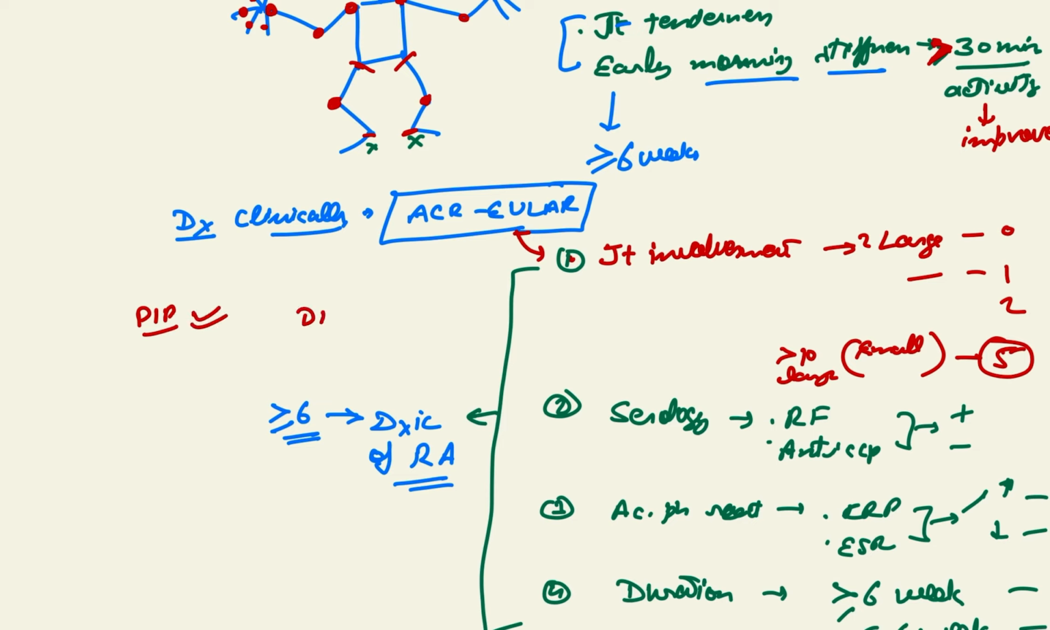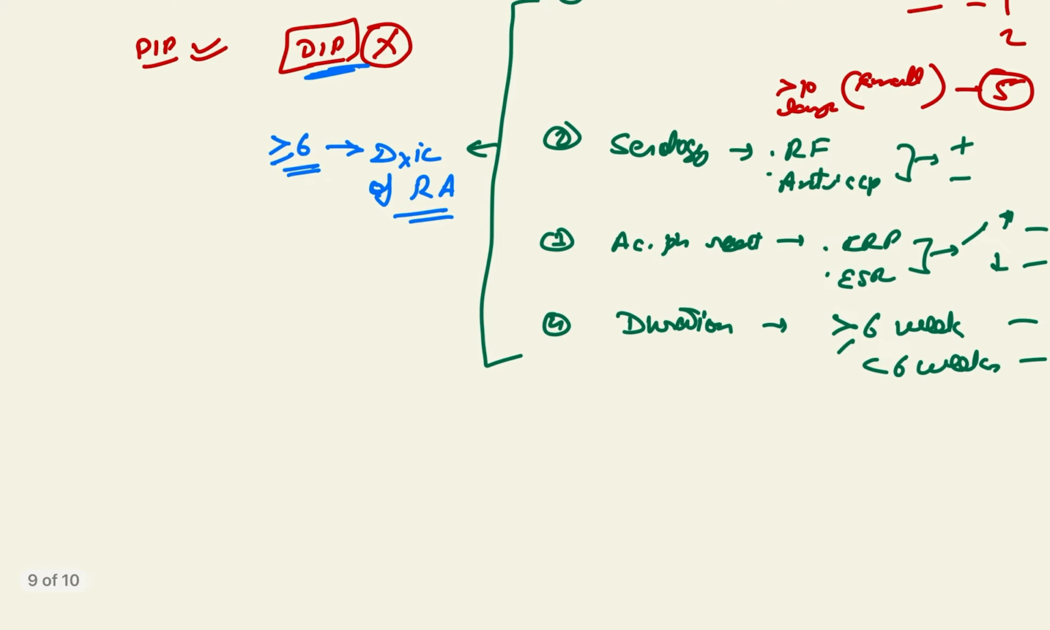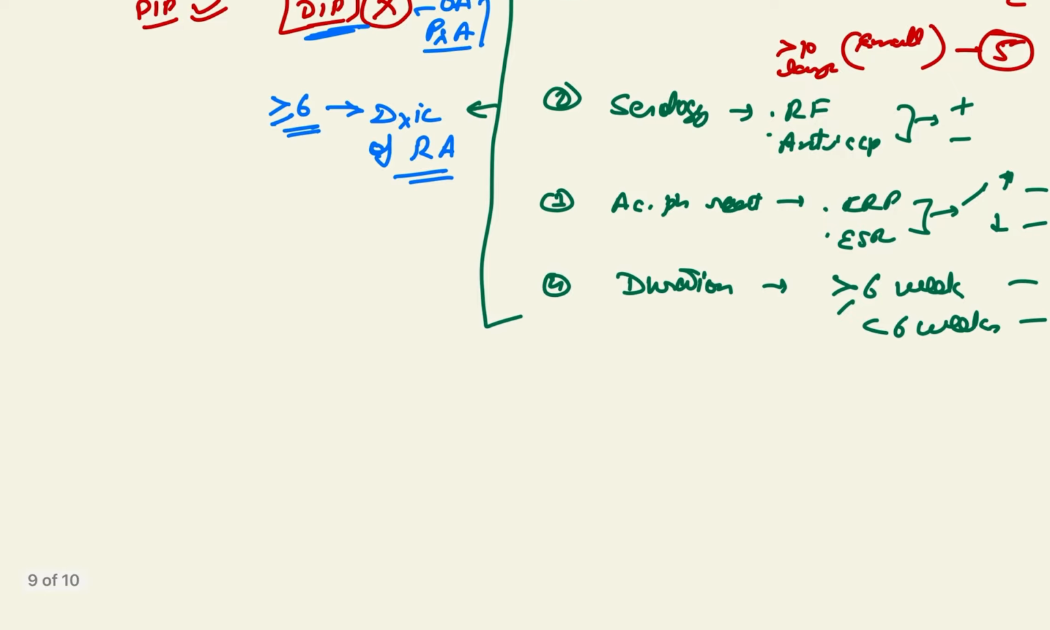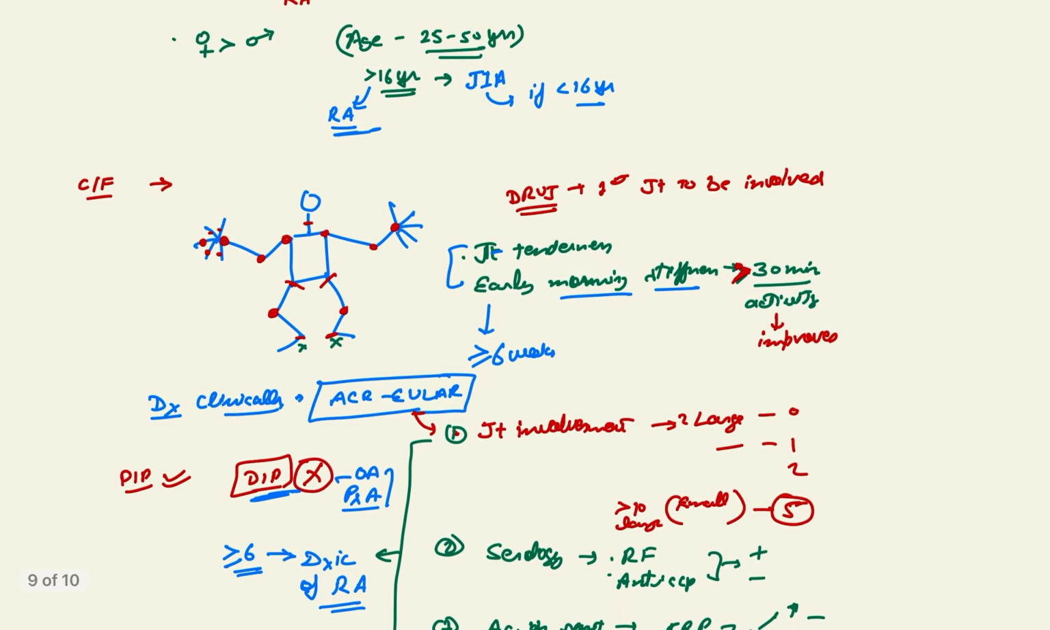If DIP is involved, then we will not make the diagnosis of rheumatoid arthritis. We have to be careful, because then we will search for some alternative diagnosis, more commonly psoriatic arthritis, osteoarthritis. These can be the differential diagnosis if the DIP is involved, like osteoarthritis, psoriatic arthritis, right. So this is the clinical features part.